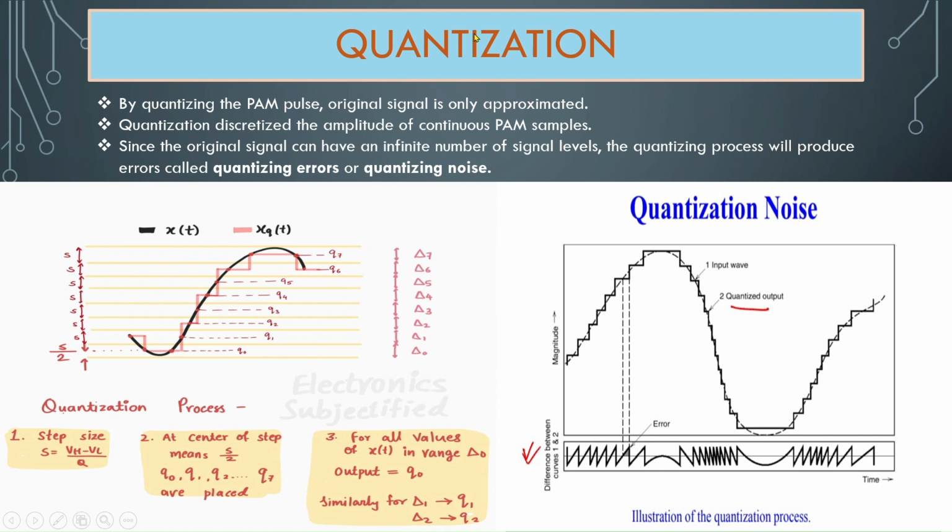Now let's talk about the quantization process. Quantization means approximation. By quantizing the PAM pulse, the original signal is approximated. Quantization discretizes the amplitude of continuous PAM samples. Since the original signal can have an infinite number of signal levels, the quantizing process will produce errors called quantizing errors or quantizing noise.